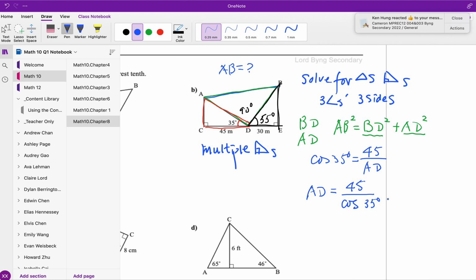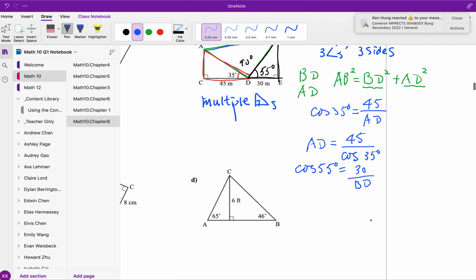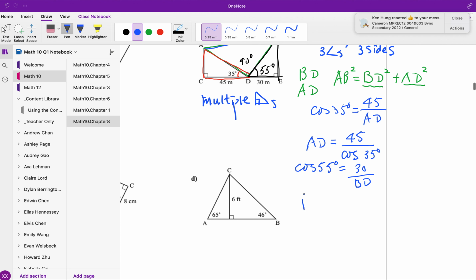All right, now similarly, let's take a look at the 55 degree angle here. In reference to the 55 degrees, the 30 meter side that is given is again the adjacent side. What we're trying to find is the hypotenuse. So again, that will be cosine 55 degrees equals 30 divided by BD. Similarly, BD now equals 30 over cosine 55 degrees.